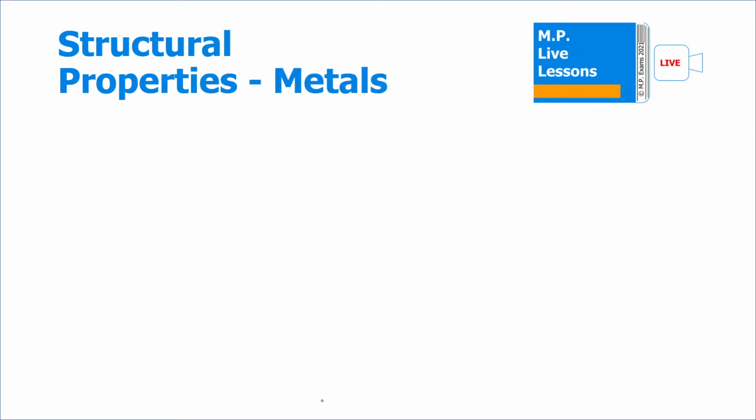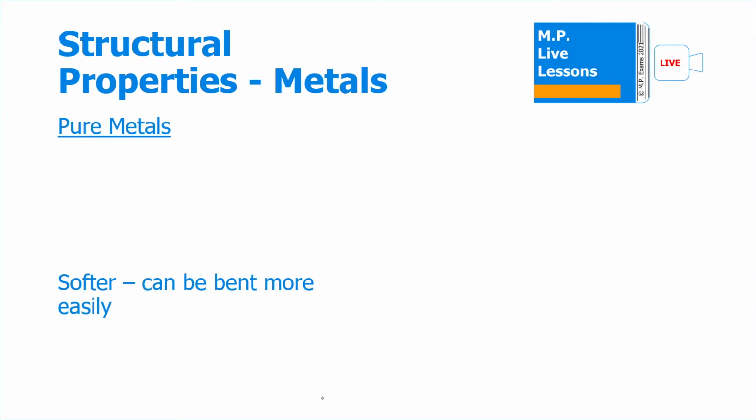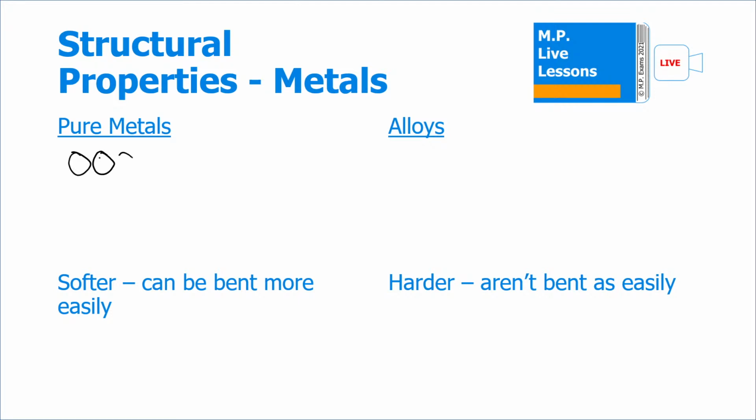For triple, you'll need to know about a few structural properties. Now, we have pure metals versus alloys. We can represent these same diagrams again. So first, with the pure metals, you all have the same atom lined up in regular rows like this. Now, these are softer because they can be bent more easily because these layers can slide easily.